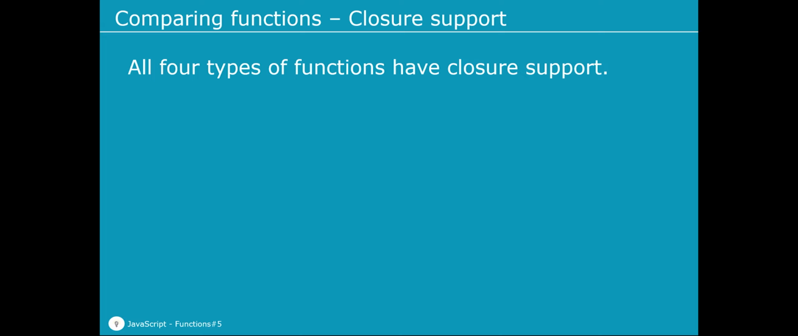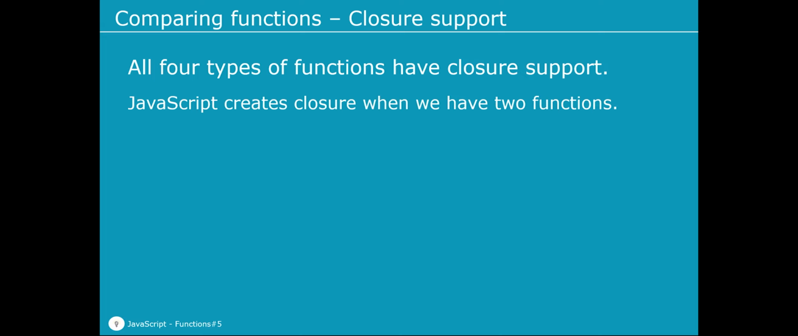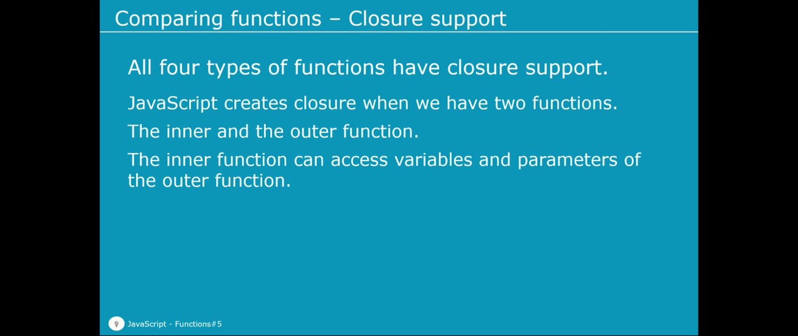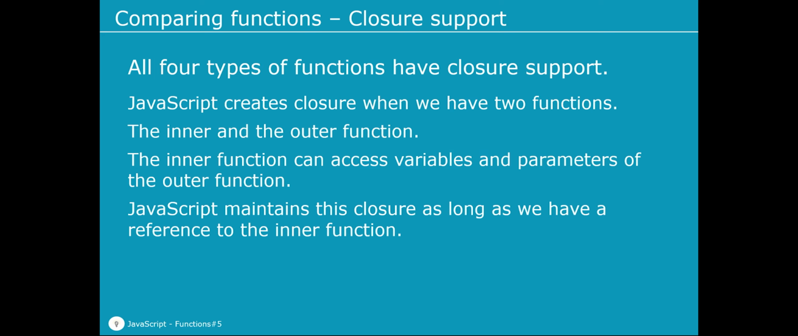When we talk about closure, it means we have two functions interacting with each other. We call these the inner and the outer function. The inner function is defined within the boundary of the outer function, and the outer function returns a reference of the inner function so that we can use the inner function. Whenever we have this type of situation, JavaScript creates a closure, and the inner function can access its environment, which means the variables and the parameters of the outer function, even after the execution of the outer function is complete. JavaScript maintains this closure until we maintain a reference of the inner function.